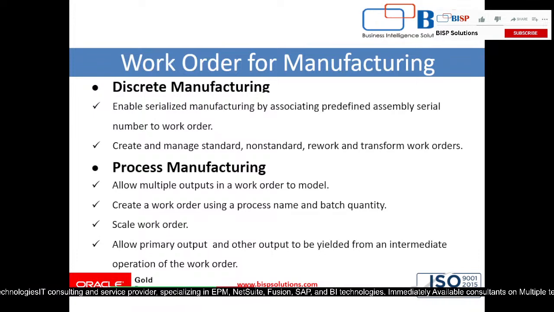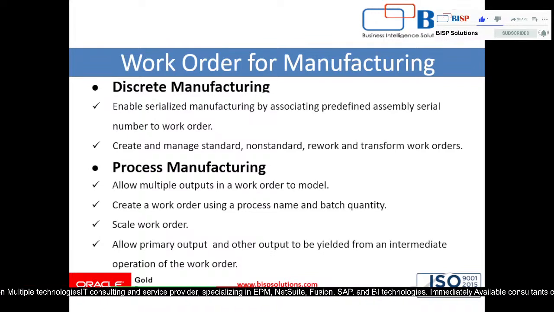In discrete manufacturing, you can do serialization and lot control. You can enable serialized manufacturing by associating a predefined assembly serial number with that particular work order, and you can create and manage all different types of work orders, like standard, non-standard, rework, and transform work orders, in discrete manufacturing, right?